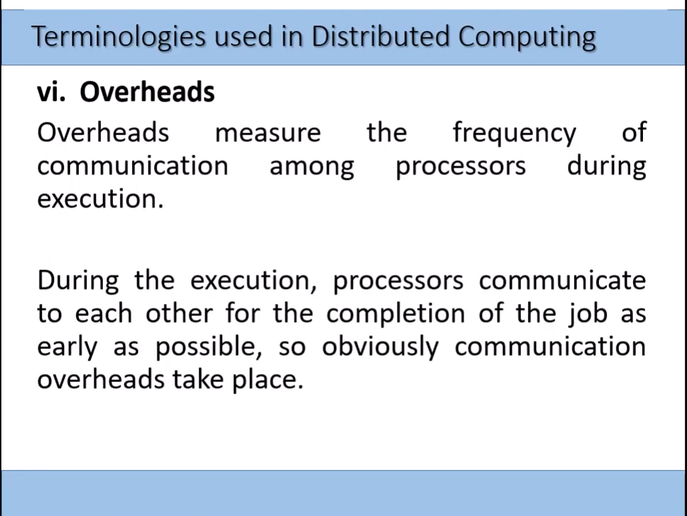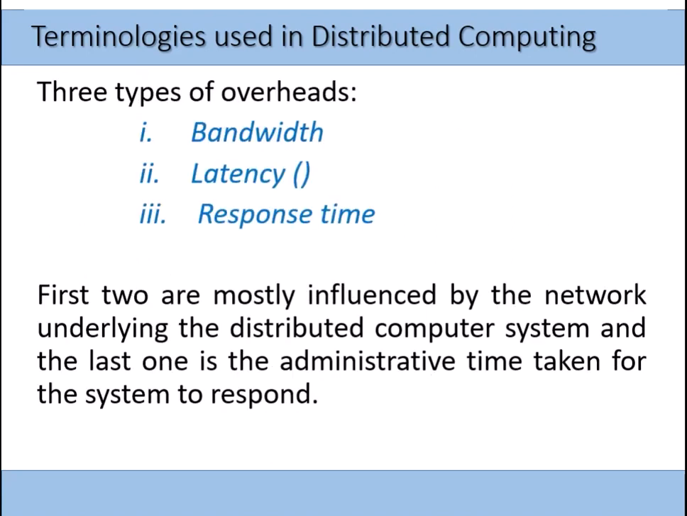Lastly, we come to the overheads. Overhead measures the frequency of the communication among processors during execution. This is an important property: processors will communicate and coordinate, and coordination is basically the communication, providing services to each processor, and that is measured in terms of overheads. During execution, processors communicate with each other for the completion of the job as early as possible, so obviously communication overhead takes place. There are three types of overheads: bandwidth, latency, and response time.